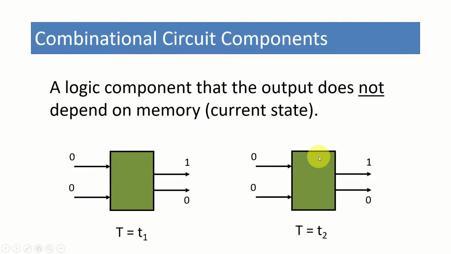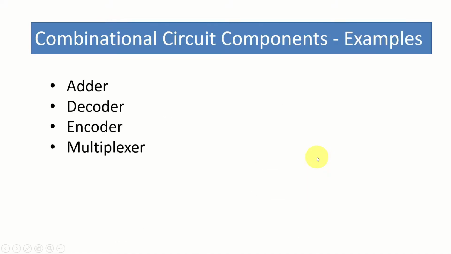So therefore it is very easy to understand a combinational logic circuit component like adder, encoder, decoder, because we just have to look at the snapshot of that particular time instance and the input combination and the circuit to understand the output. So the logic components like adders, decoders, encoders, multiplexers, are all combinational logic circuit components.